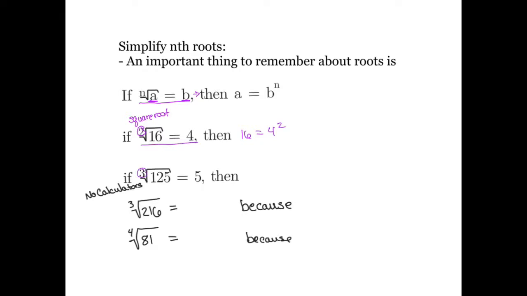Then in this case, we have an index number of 3. This is what we call a cube root. Any index number above 3 doesn't have a special name. It just ends up following that number.